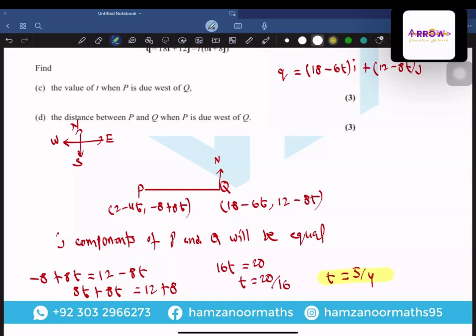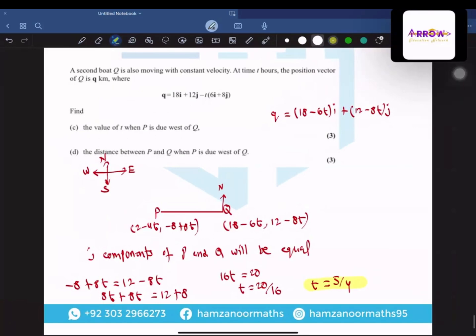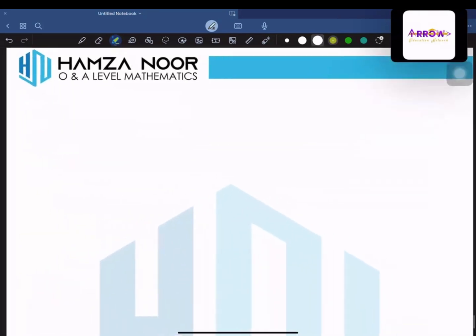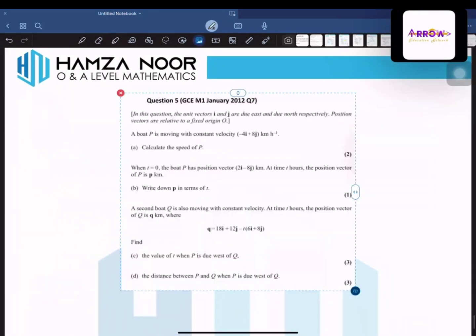This is the requirement of part C. As simple as that. All right, this makes sense. So we have just equated the j components with each other and we have found the value of t. So this was the requirement of part C. Now let's move on to the next part. I'll bring the picture on the next page for attempting part D.